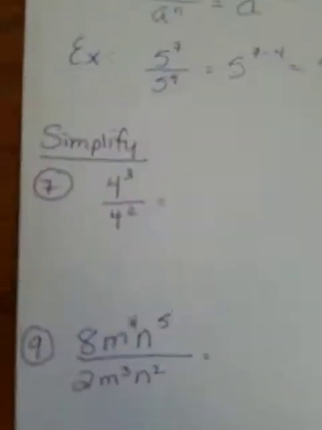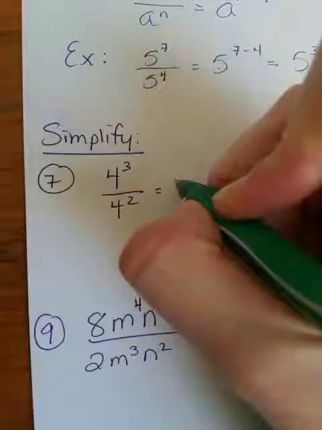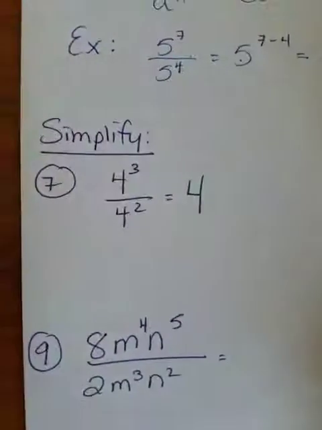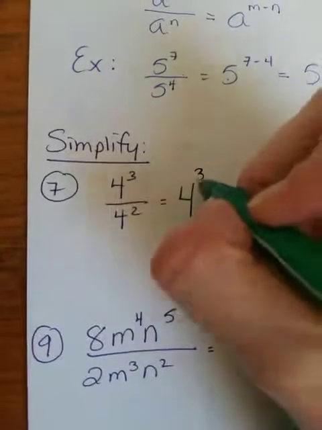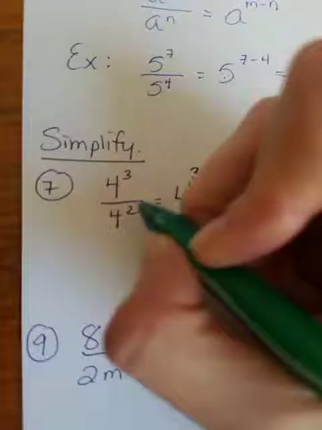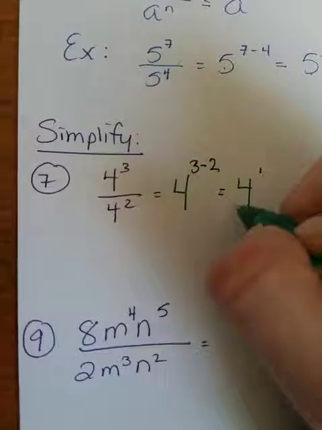So let's jump into this. Number 7, we're dividing two bases that are the same. The base is 4. So I keep the base of 4, and because I am dividing, I do the top exponent of 3 minus the bottom exponent of 2. 3 minus 2 is 1, so this is 4 to the first, which is 4.